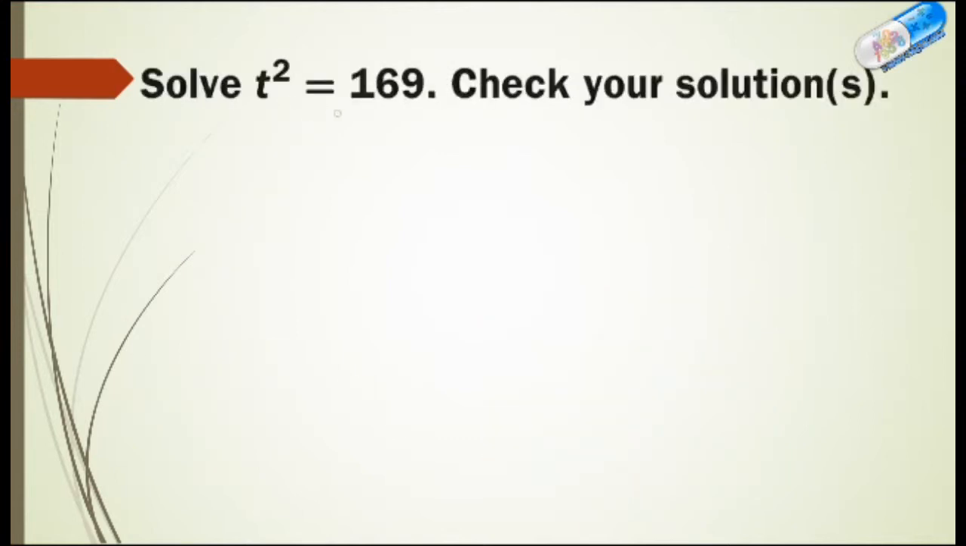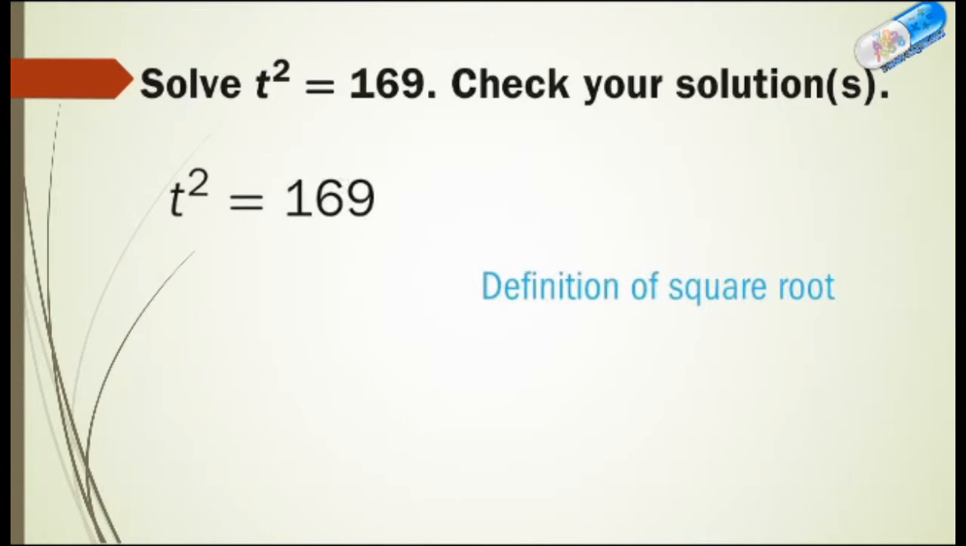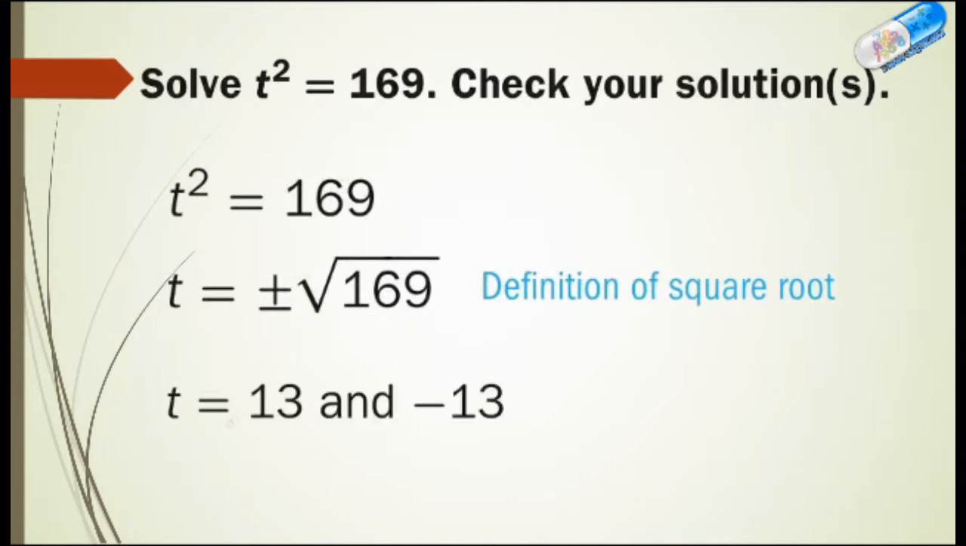Solve t squared equals 169 and check your solutions. So, how do we solve this? First, we write the equation, then we write the definition of square root. We know that the definition of square root means that if t squared equals 169, then t equals positive or negative square root of 169. And the square root of 169 is 13. So this means that t equals positive 13 and negative 13.